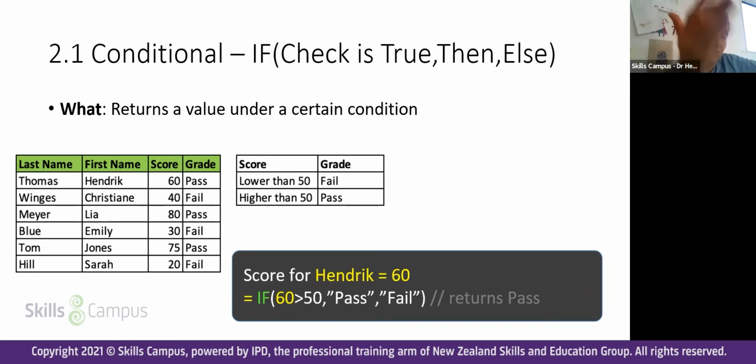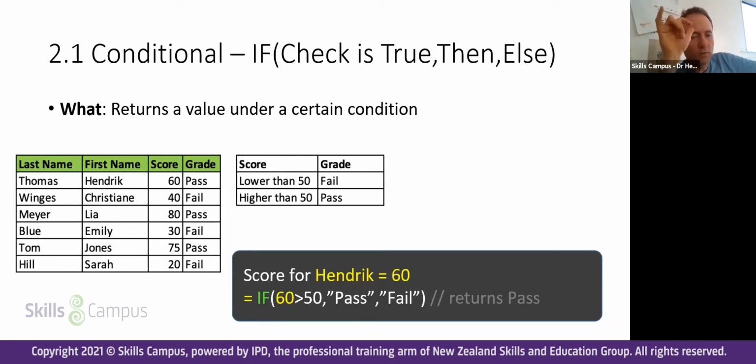If you have 6, you can do it yourself. If the score is lower than 50, it's a fail, higher than 50, it's a pass. You could write it down. But let's assume you have 1,000, 100,000, 1,000,000. You can't do that, it's just too time consuming. That's why we can use the computer power in Excel to build a simple logic, like a little program in a way. What we have is an IF statement.